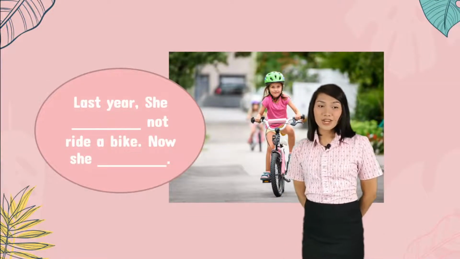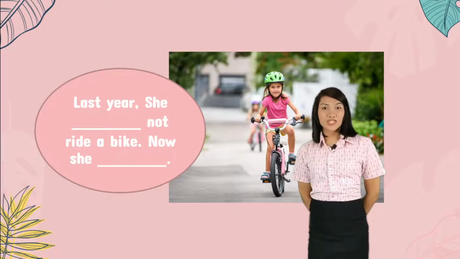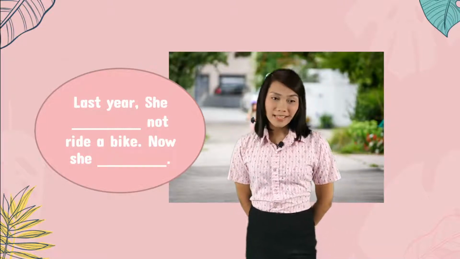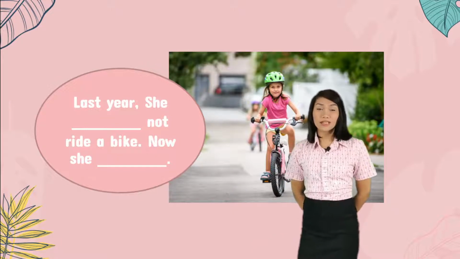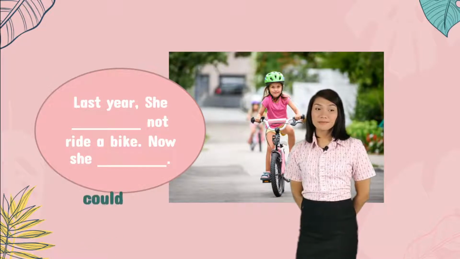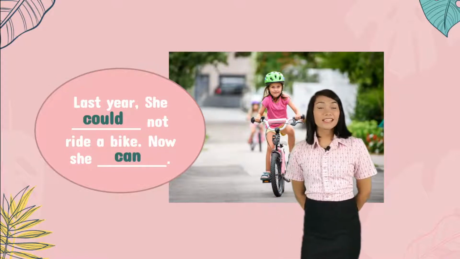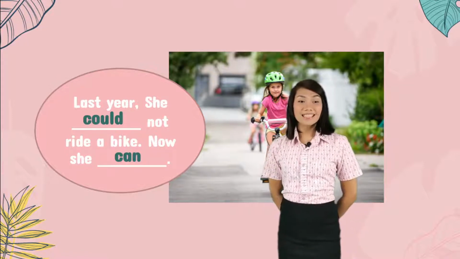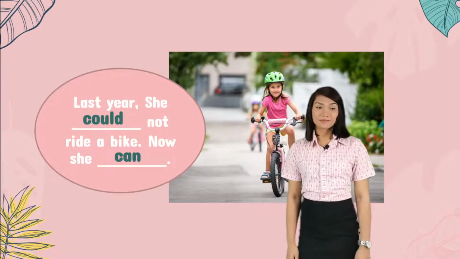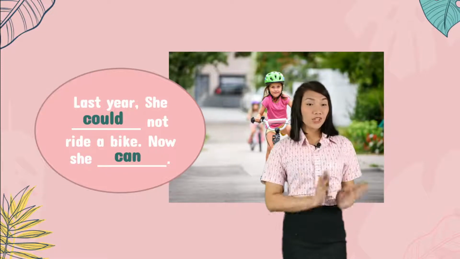Now, last year, she blank not ride a bike. Now, she blank. Here you have two missing words. Let's fill these missing words with the correct words that should be put there. First would be could. Next, can. Now, let's read it again one more time. Last year, she could not ride a bike. Now, she can. Now, what do we mean by could and can?